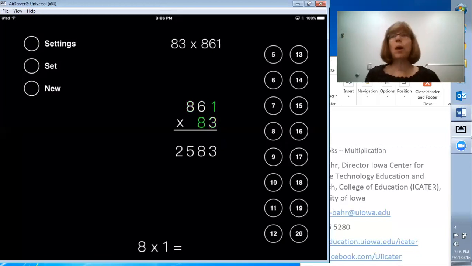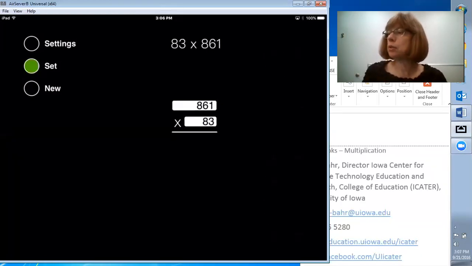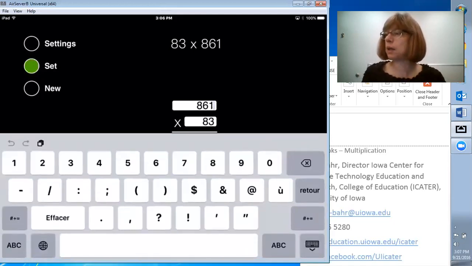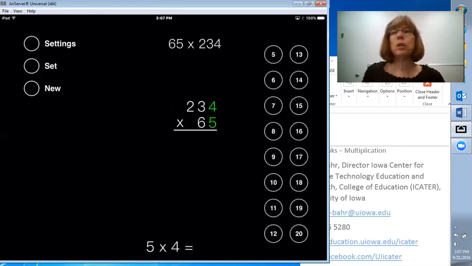Okay, so pretty simple, a nice way for students to try this. If you wanted to set this and you say, okay, I want to have something specific in there, I can do 234 times 65. So I can put in my own if I want to, which is nice for maybe testing, or maybe if you wanted to keep up with an example that maybe the teacher was doing with the class. And that's pretty much it for this multiplication.